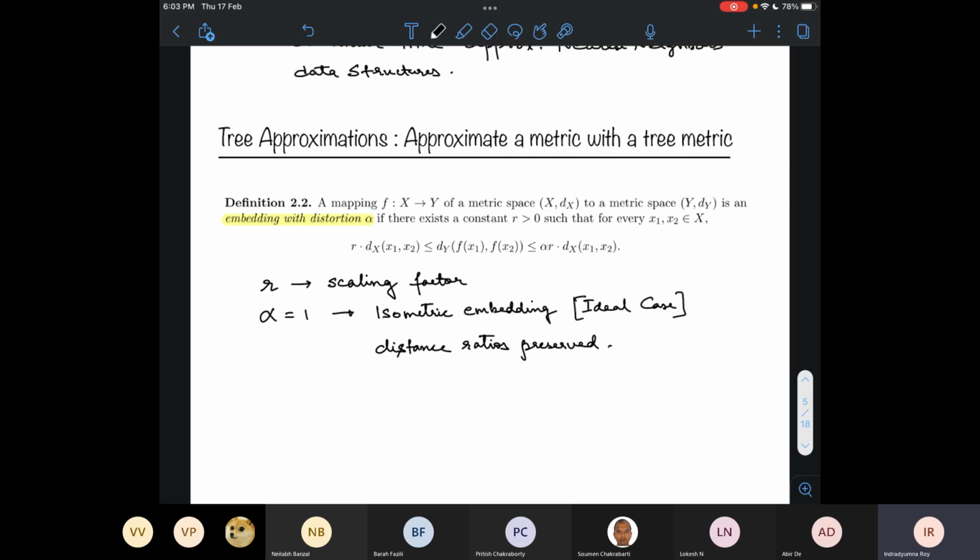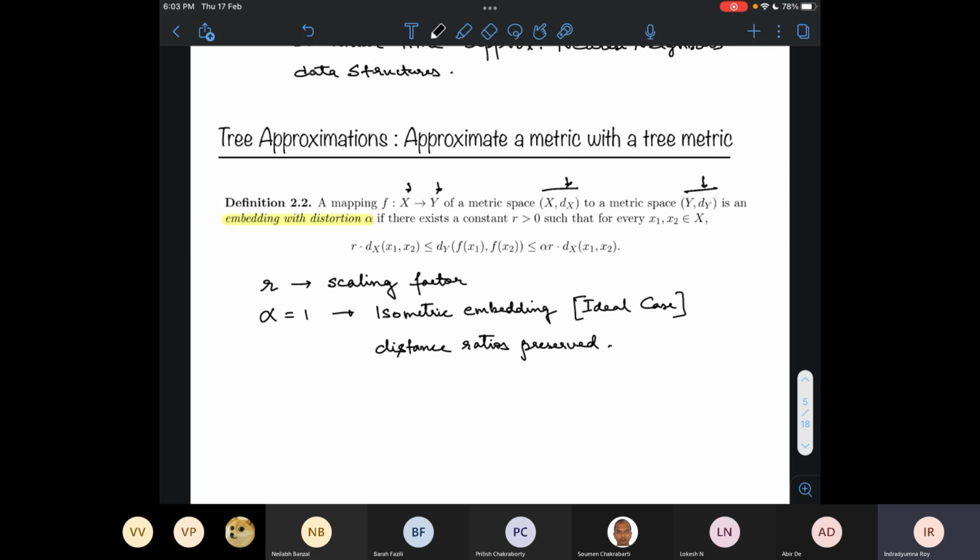So this is the definition where you have this source, I will call this the source metric and this the destination metric. So you have the source metric space X with its distance function, and then you want to embed it into this metric Y, and it has a distortion alpha if this inequality holds. Here R is some sort of a scaling factor, because we care about approximately preserving the ratios of the distances. So R accounts for that.